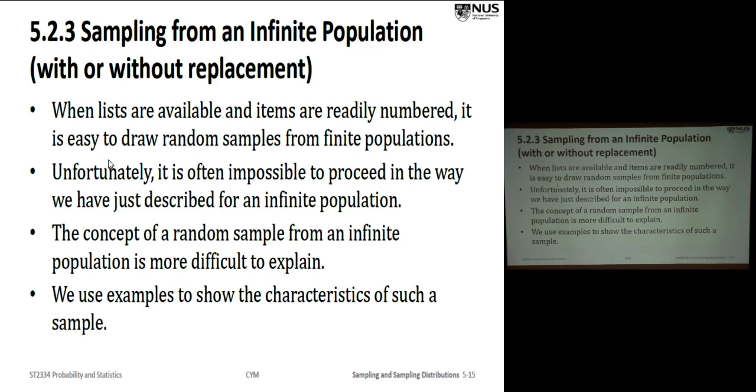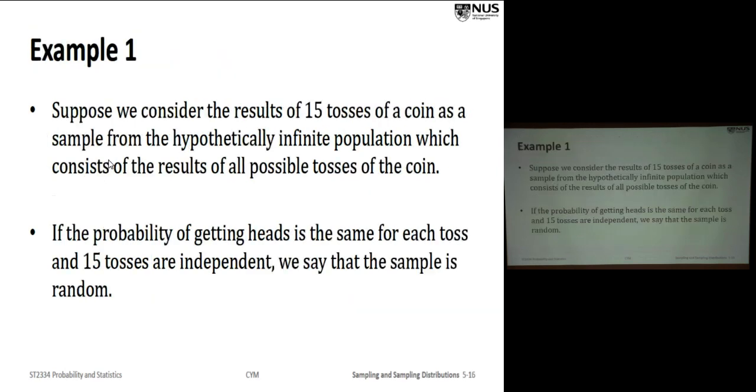I mean, you can't just take very easily samples of depths of lakes. So basically the concept of a random sample from an infinite population is much more difficult to understand, and we're going to look at some examples basically to see how we can construct such cases.